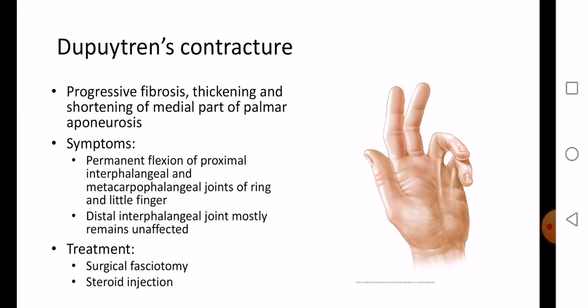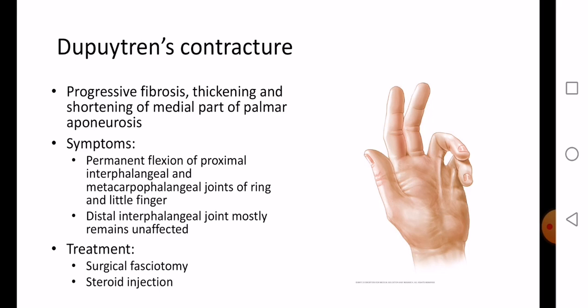So you have seen the palmar aponeurosis. Now look at your hand. Okay. Now imagine the medial part of this palmar aponeurosis progressively getting fibrosed and thickened. And as it is getting fibrosed and thickened, it becomes shorter and shorter. So what will happen to your fingers? There will be flexion of the fingers because of the shortening of the medial side. It will be the ring finger and the little finger that will be affected.